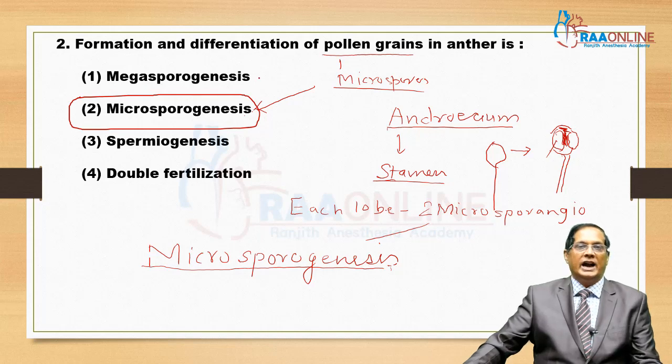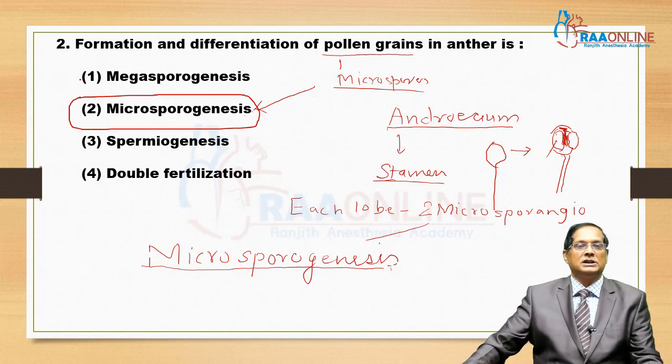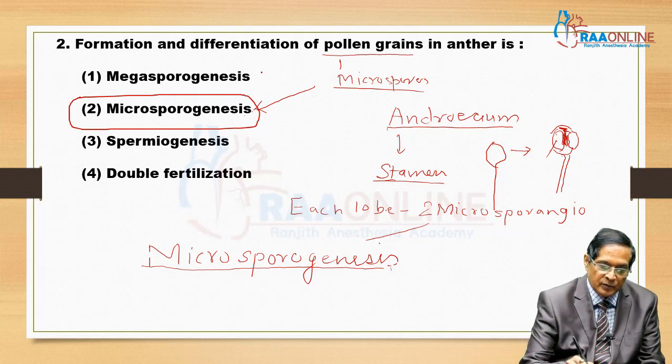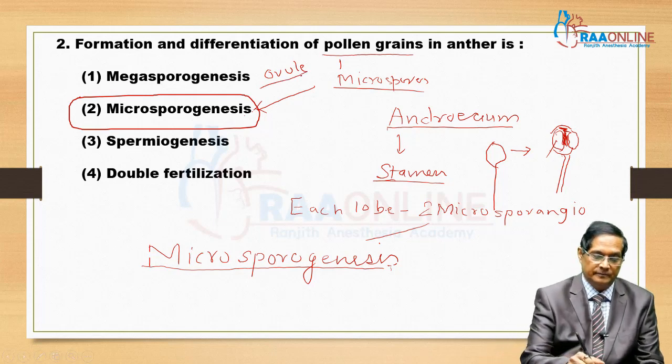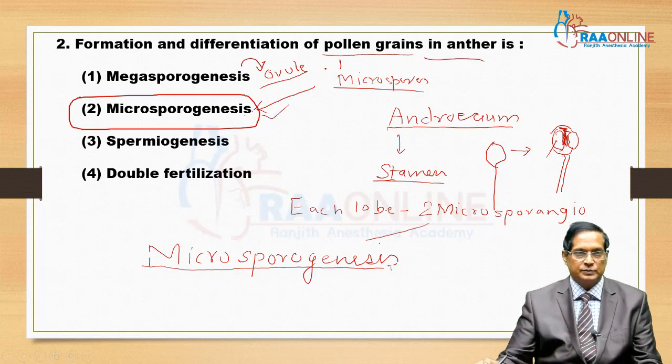Megasporogenesis takes place in the gynoecium, in the carpel. The swollen base is the ovary, and within the ovary the ovule is present. In the ovule, the megaspore mother cells, the megasporangium, form megaspores. So megasporogenesis takes place in the nucellus of the ovule, whereas in the anther, microsporogenesis takes place.